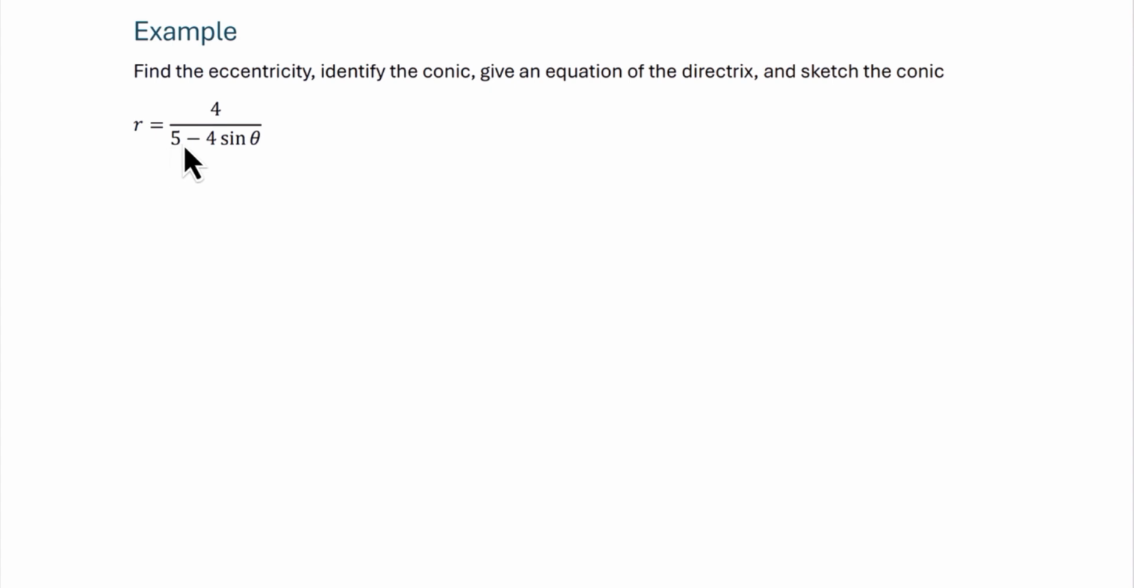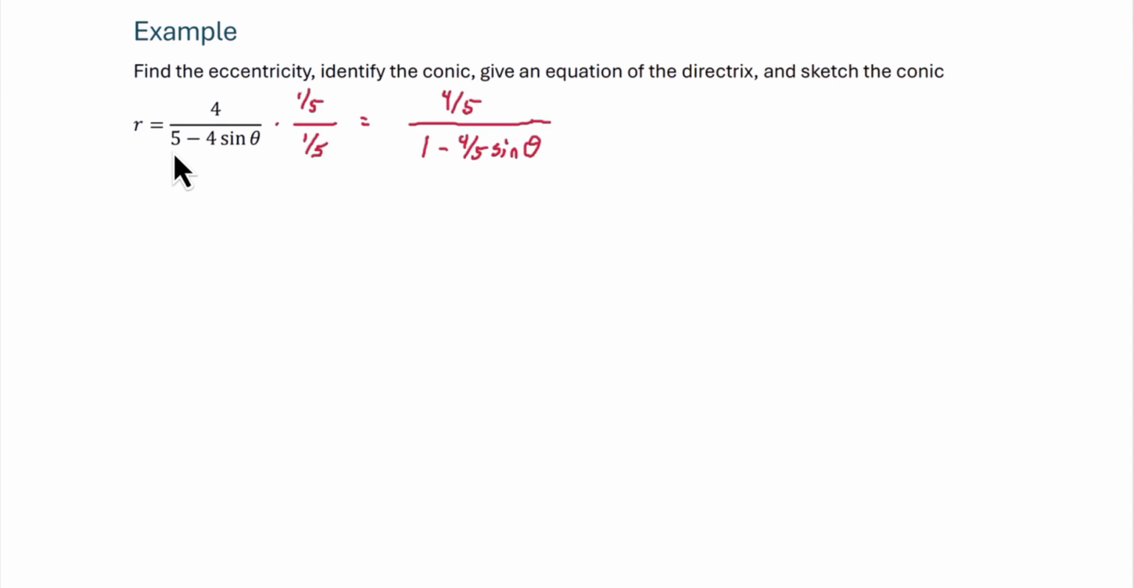To do that, we essentially want this constant in the denominator to be 1. To do that, we can multiply the denominator by 1/5. And if we do it in the denominator, we need to do it in the numerator as well. So this will give us 4/5 divided by 1 minus 4/5 sine theta.